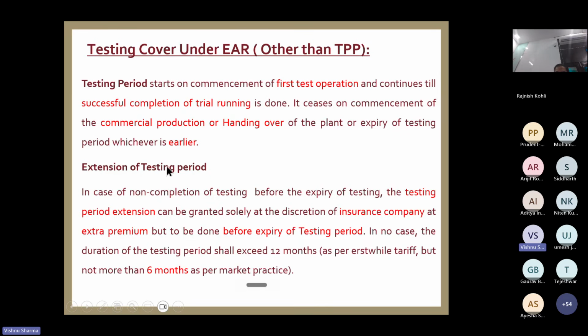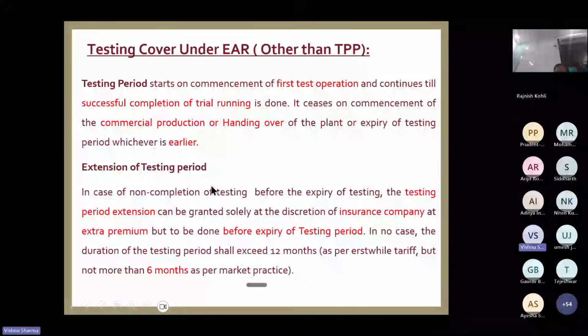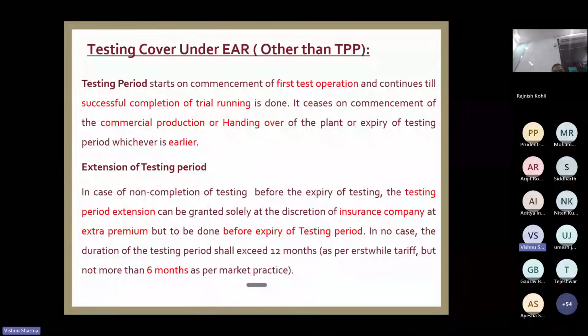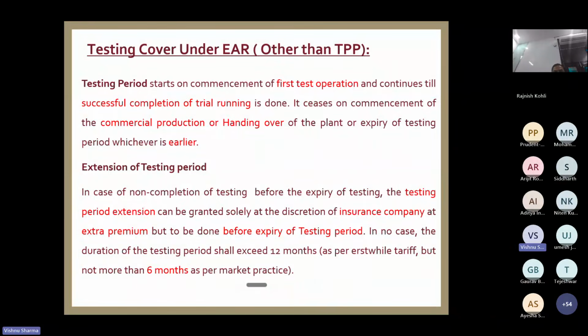Now, extension of the testing period. If the testing is not completed before the expiry of the testing period given in the policy, say for example 3 months of testing was allowed, but due to continuous failure, especially in case of thermal power plants, a lot of hiccups are there. Many times accidents take place. So this testing period is exhausted. In that situation, the client would require extension of the testing period.